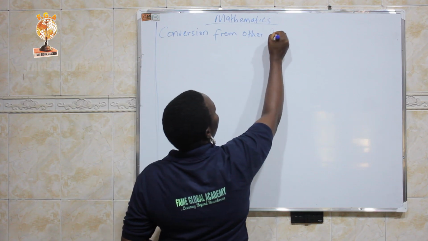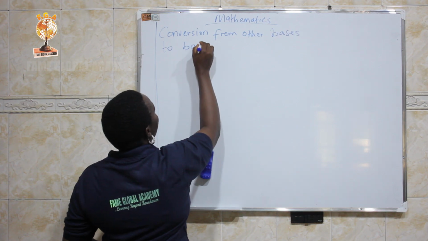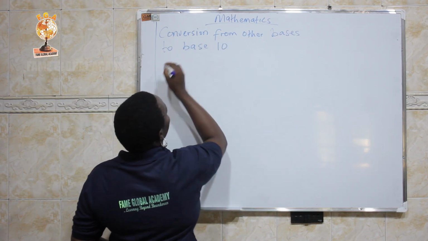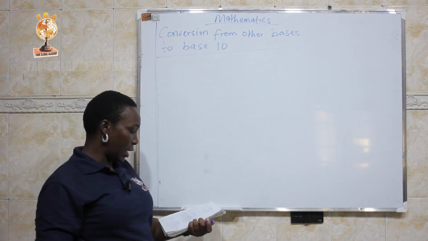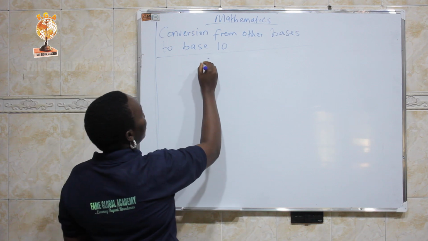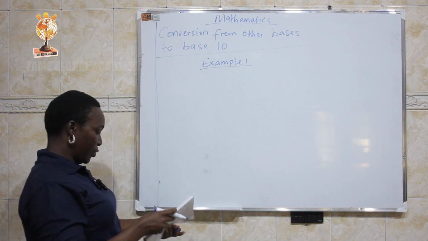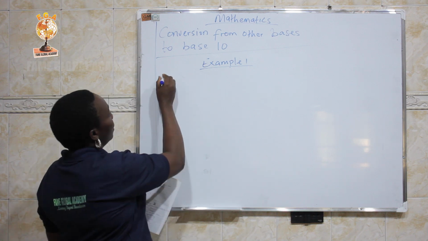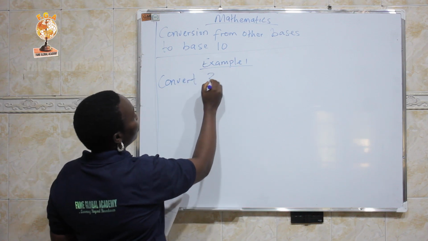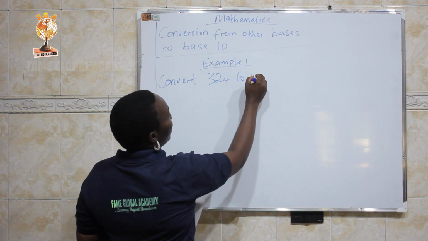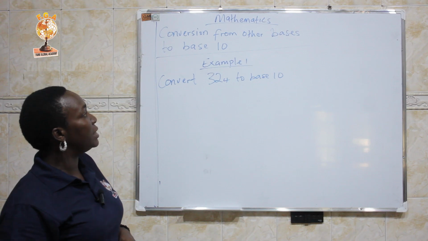Conversion from other bases to base 10. Okay, so this is conversion from other bases to base 10. So we have example 1. Example 1 says convert 32 base 4 to base 10.